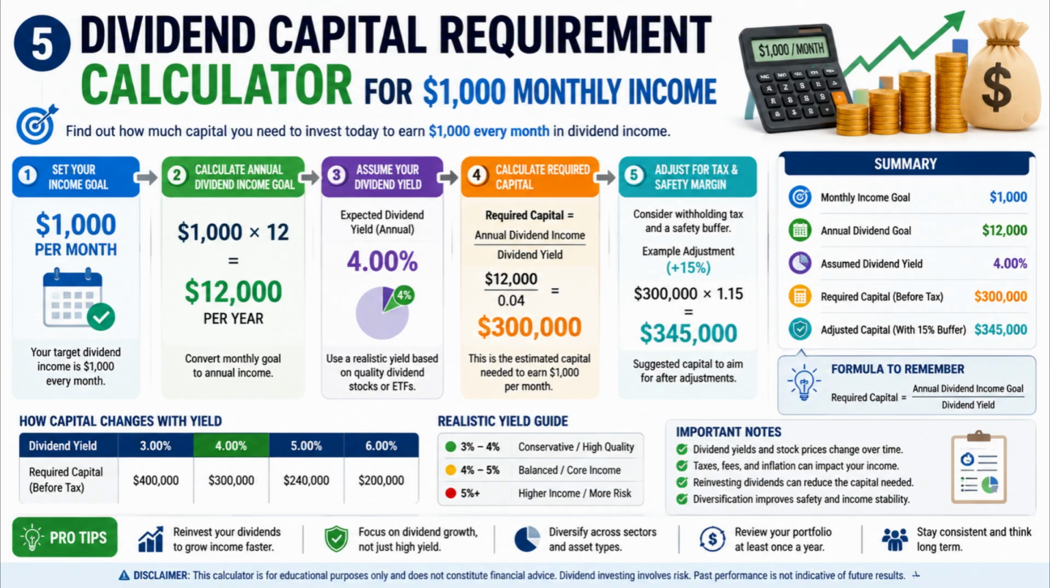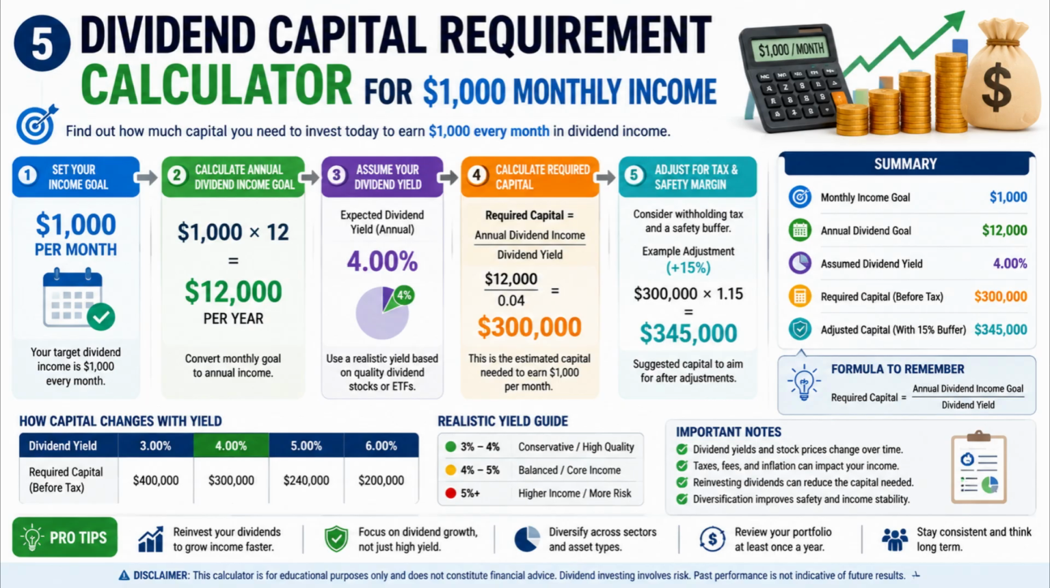Meanwhile, remember that the required capital changes significantly when the assumed dividend yield changes. At a 3% yield, approximately $400,000 would be required. At a 4% yield, the requirement falls to $300,000. At a 5% yield, around $240,000 may be needed, while a 6% yield would reduce the estimate to approximately $200,000.